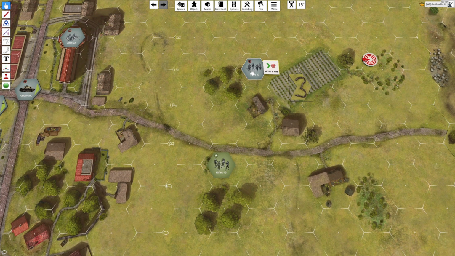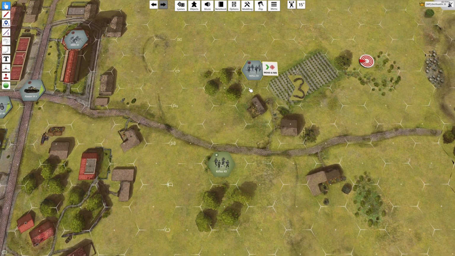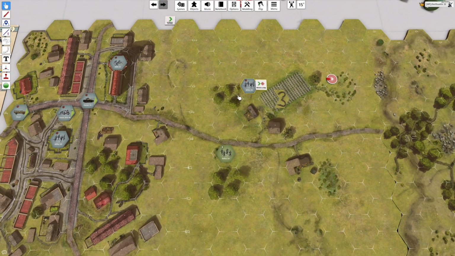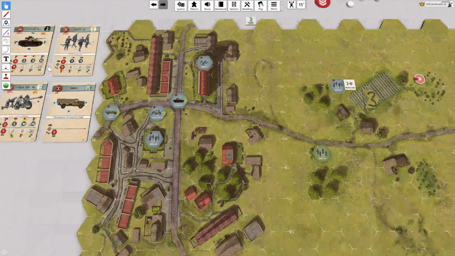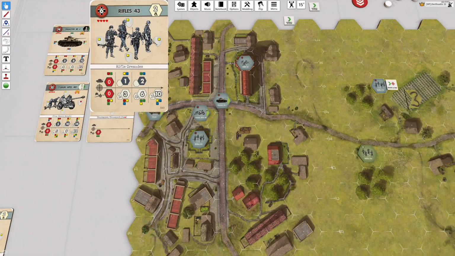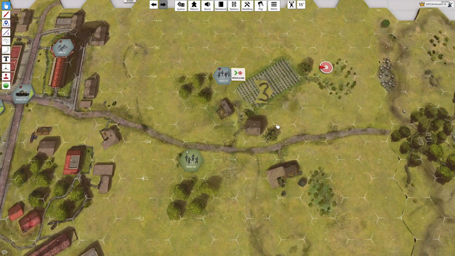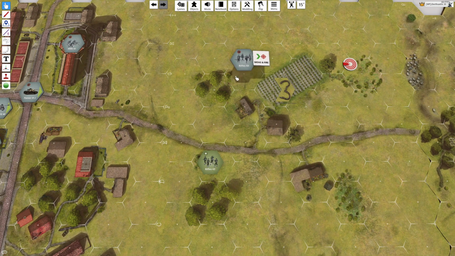I mark this. Move and fire means that I halve my movement allowance, rounded up. If I have like the tank 3, so I divide it by 2, so I have 1 movement allowance for the infantry, and after spending 1 movement allowance, for example moving into the light forest, I can do a fire action on this enemy unit.